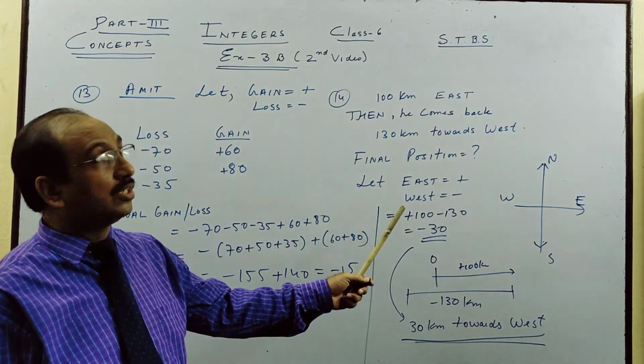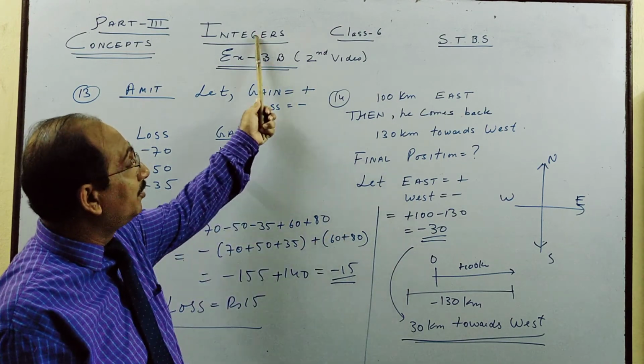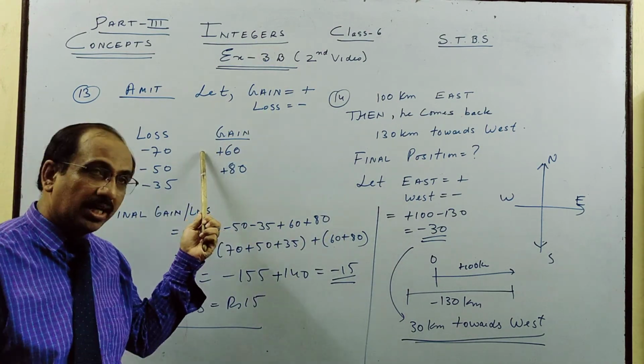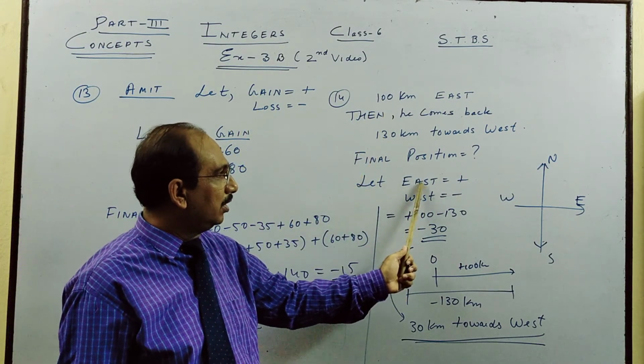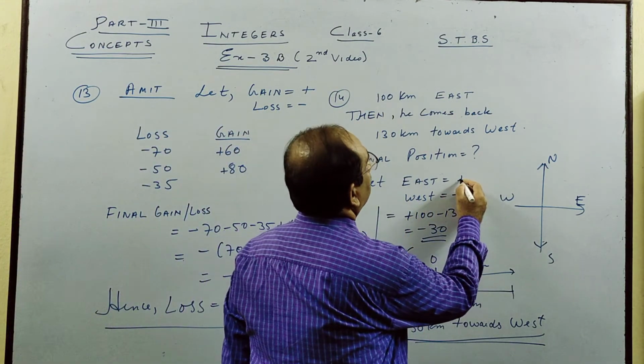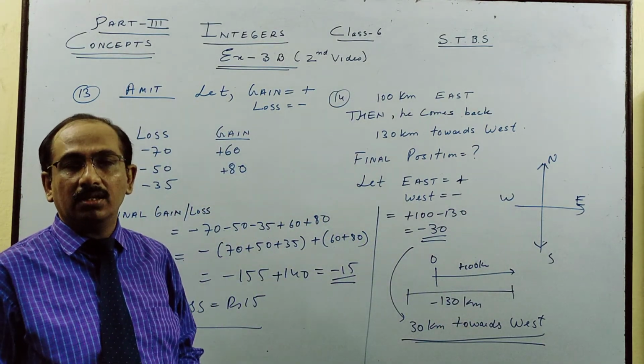In these 2 questions we have used the directional property of integers, where we take one as positive and the other as negative: east as positive, and west as negative. The other question also you can try like this.